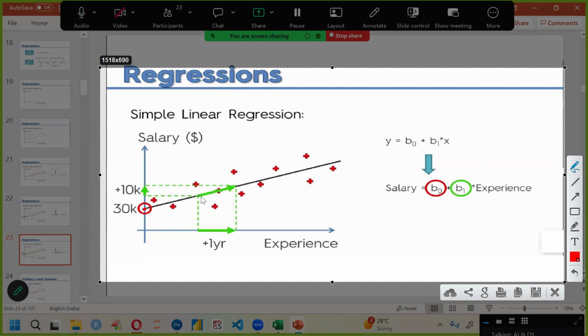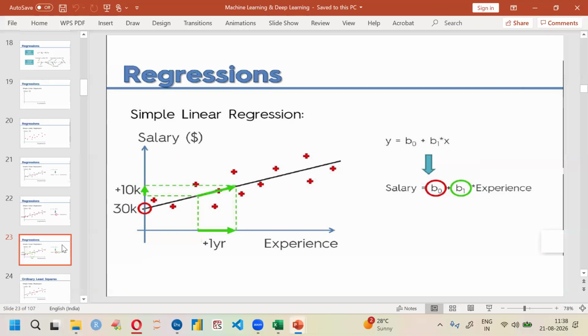And what is the difference for 1 year of experience? So here, first year experience. Consider it as 2 years, consider it as 3 years. So I am seeing what is the difference. So there is a plus K difference. So there is a slope and other things.